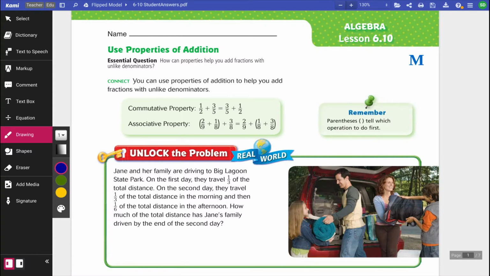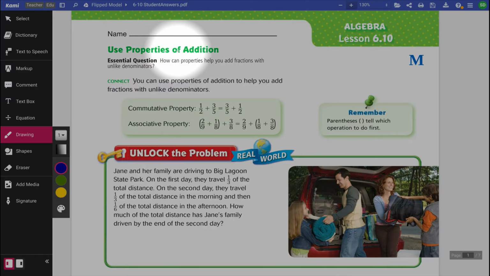All right, gang, here is the 10th and final lesson for Chapter 6. And this one's all about using properties of addition. If you recall, we've been talking about properties all year. We've been talking about addition and multiplication properties when we're dealing with decimals and whole numbers. And they're no different when we're dealing with fractions.